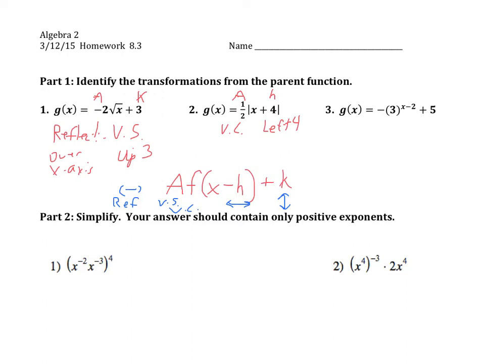Number 3, we have a negative hanging out in front of that thing. That's basically the a number. Now there's really no number there, just a negative, so that's just a reflection over the x-axis. And then we have the h number hanging out right there. That's that -2 part. So that's going to make it go to the right 2. And then we have a +5, which is the k number, and that's going to make it go up 5. That's the end of those.